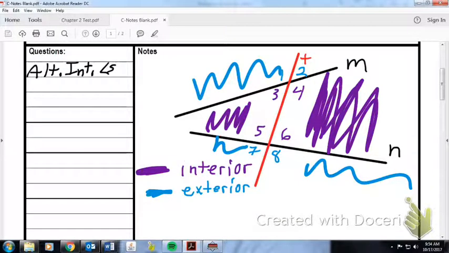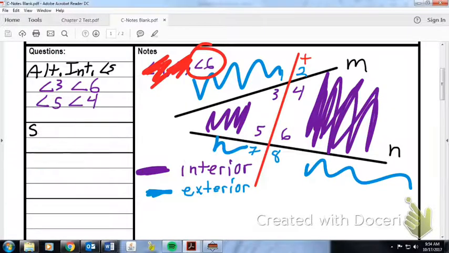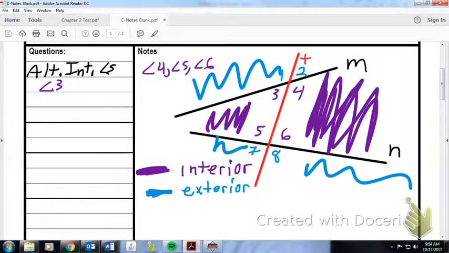So again, when we're looking at the transversal, we look at T. If we start off with angle 3, we know it's an interior angle. So we have 4, 5, and 6. The first thing we might want to do is look at number 4, because 4 is on the opposite side of the transversal. But let's look back at the definition, and notice that it says non-adjacent.